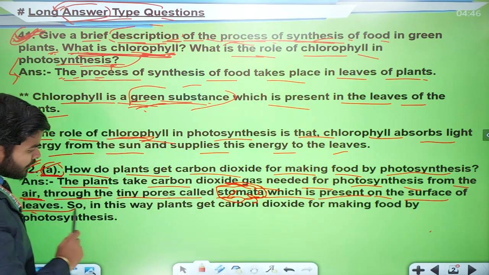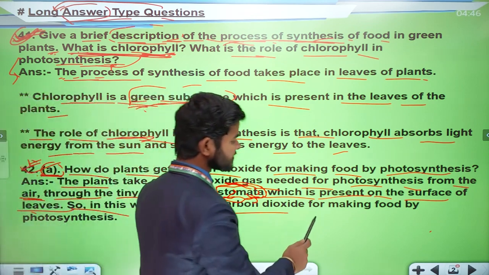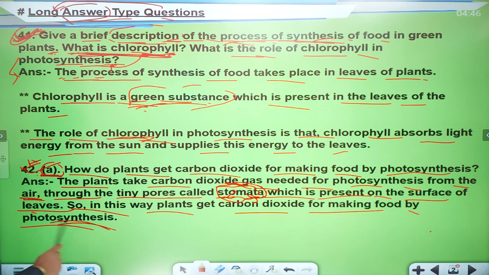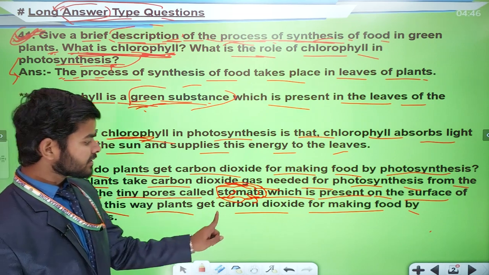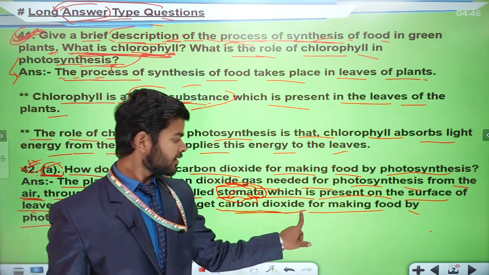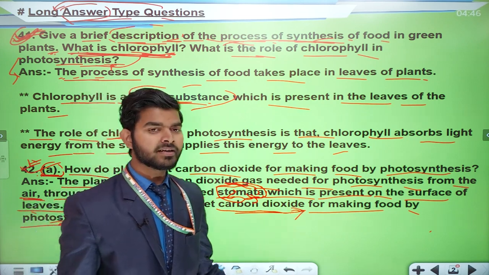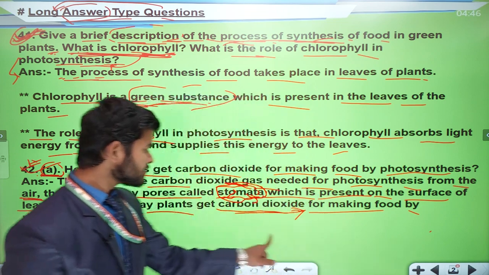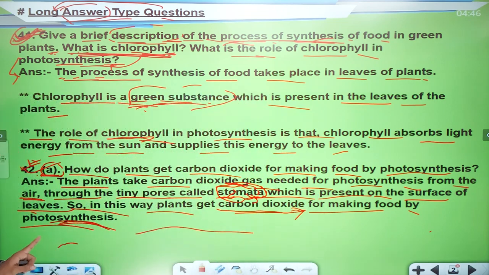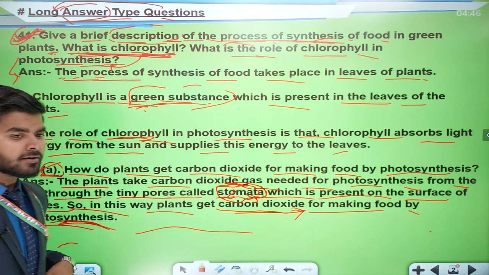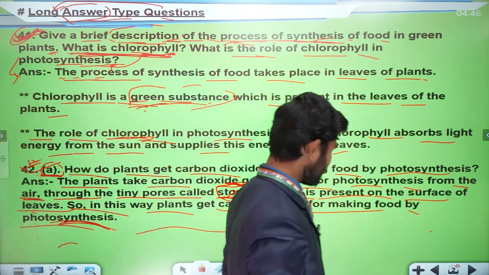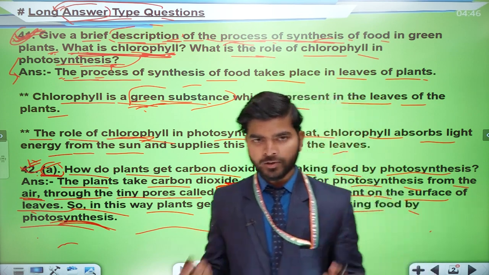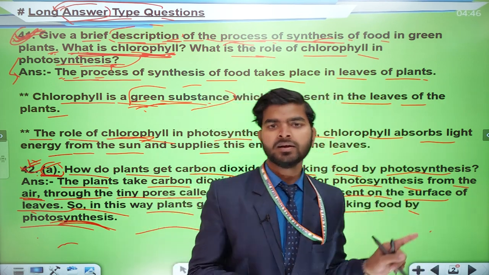All right, so in this way, plants get carbon dioxide for making food by photosynthesis. After taking this carbon dioxide, plants use it in order to make food by a process named photosynthesis. If you want, you can write it, but I suggest you must mention this point, this particular point. Now it's time to move on to the next pages. I hope you have written this point. Okay.